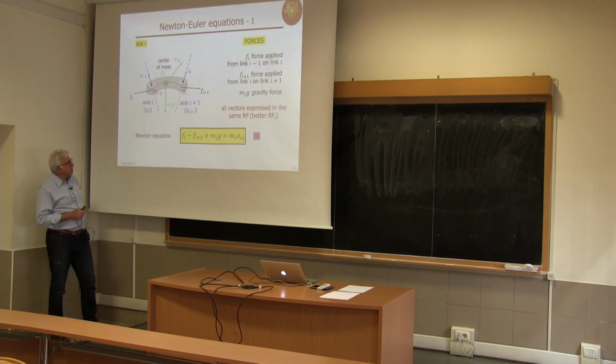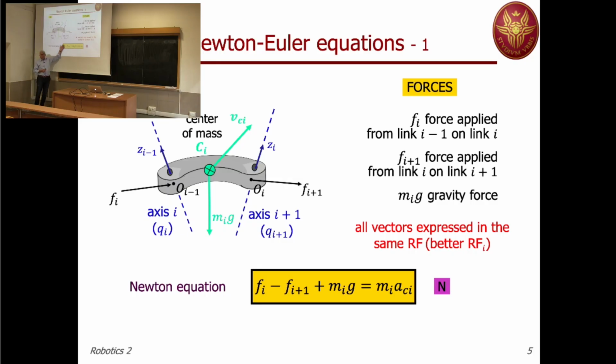So the Newton equation is as simple as that. The sum of all forces acting on the body, and these are three types: the force coming from the previous link, the opposite of the force transferred to the following link because of the principle of action and reaction, so there's a minus sign here, and the force applied due to gravity. So the sum of forces is equal to the variation of the linear momentum, which is nothing else than the product of the mass of this link, m_i, times the acceleration of the center of mass, a_Ci. And we have a pink field with a capital N, which stands for Newton. This is the Newton equation that we will use.